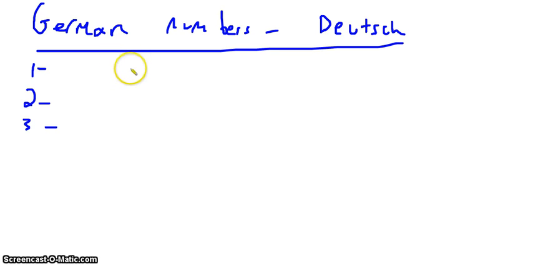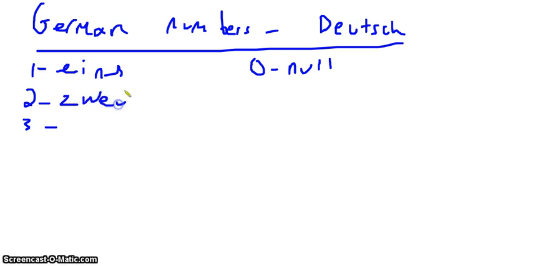I wanted to start with zero, which is null. Kind of like in math, when you think about a set of numbers that has no real solution, then it's a null set, you know? Just a way to remember. One is eins. Two is zwei. Three is drei. So whenever it says like one, two, three, let's go, it's like eins, zwei, drei.